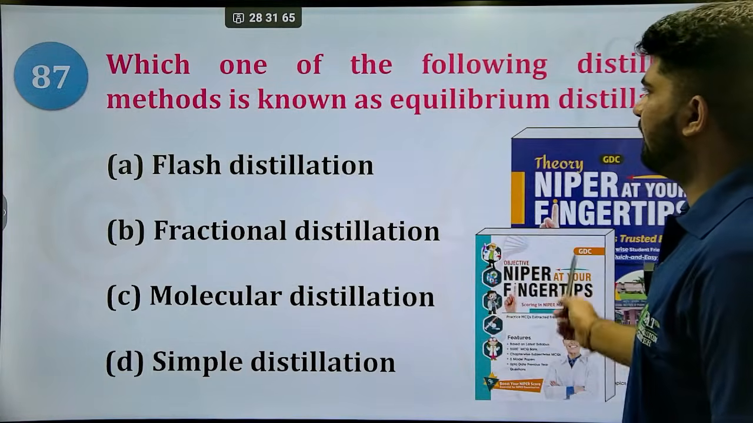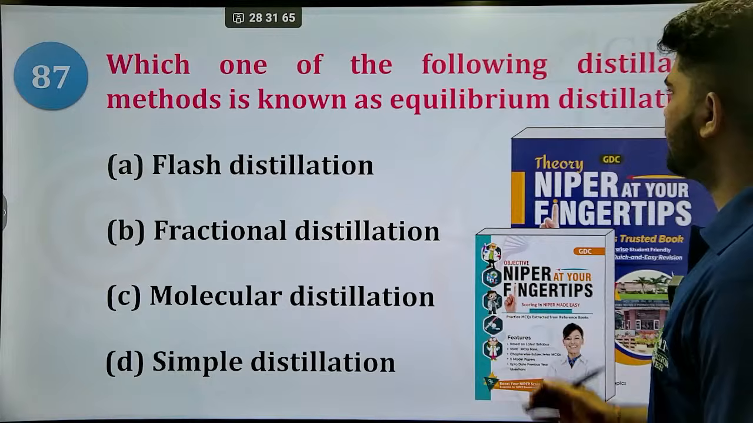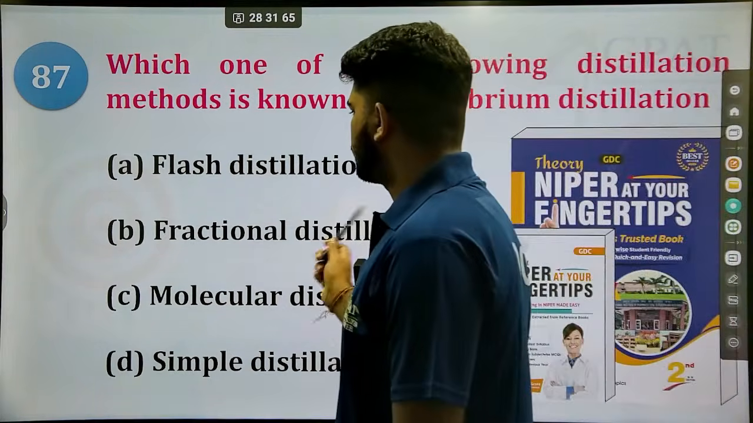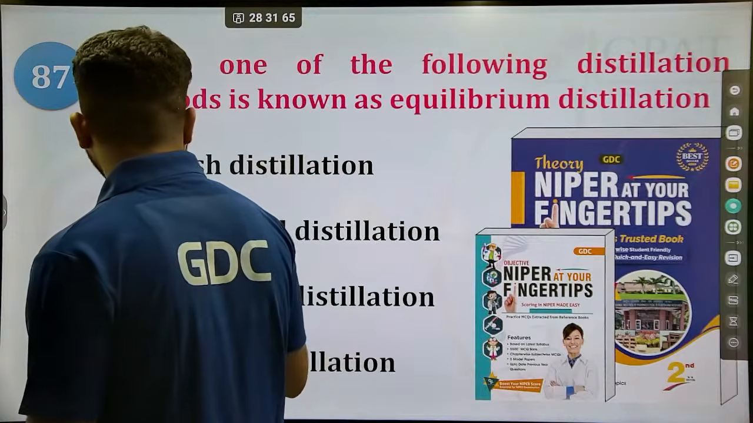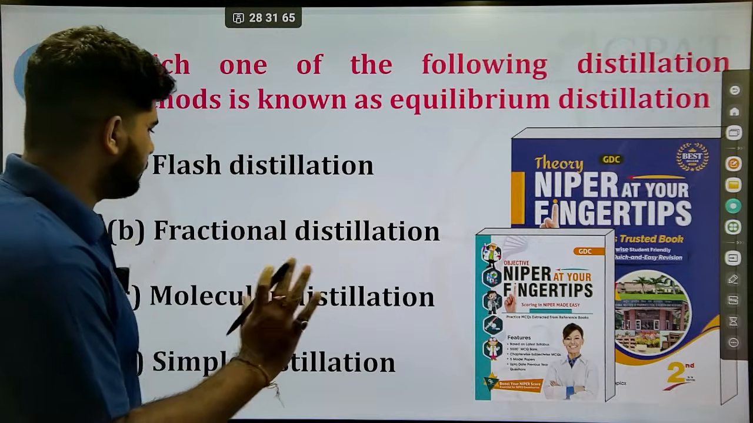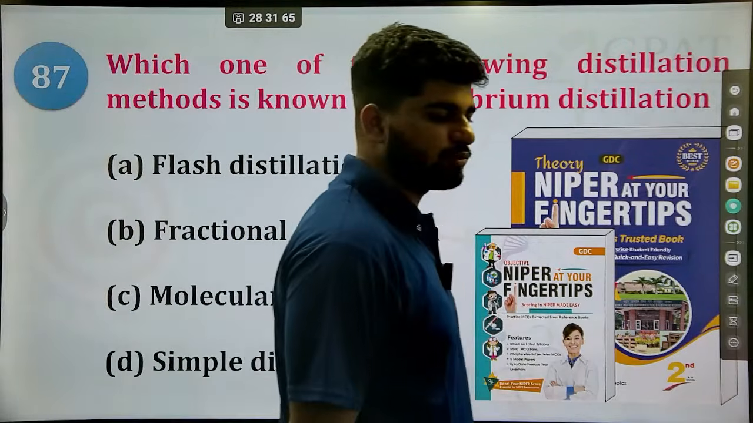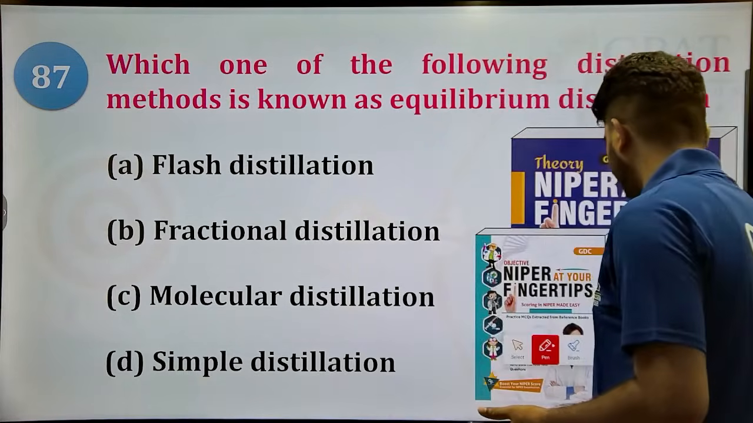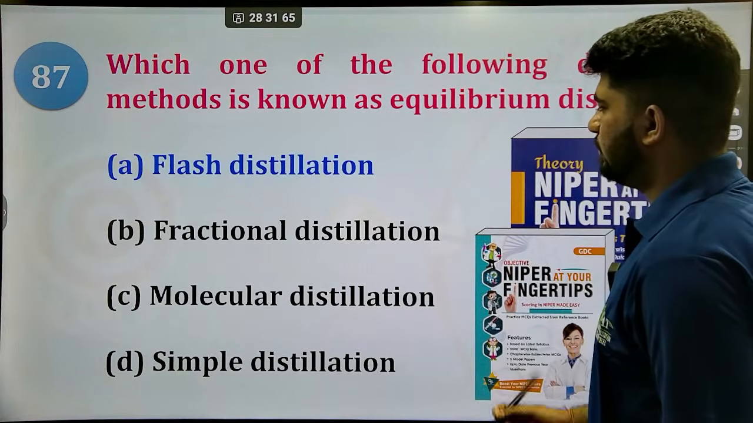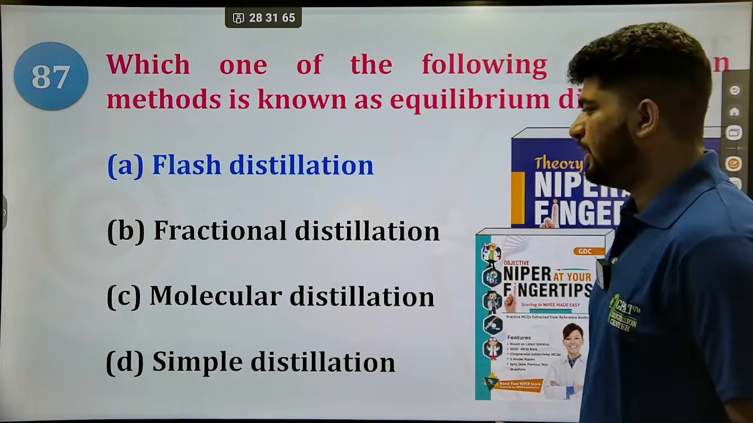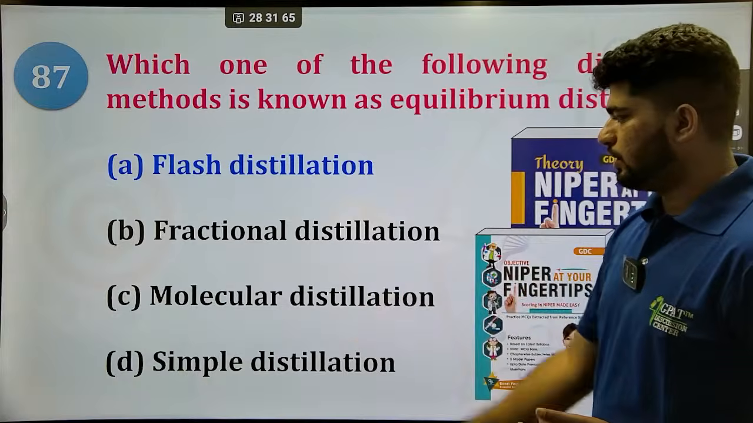Okay. Now, which one of the following distillation methods is known as equilibrium distillation? Okay, equilibrium, flash, fractional is not, molecular or simple distillation. Simple distillation is also not. Flash or molecular. This question came in your GPAT 2026. So what's that over here? Yeah, that is your flash distillation. Molecular free pathway, that is your mean pathway, that comes under molecular distillation.